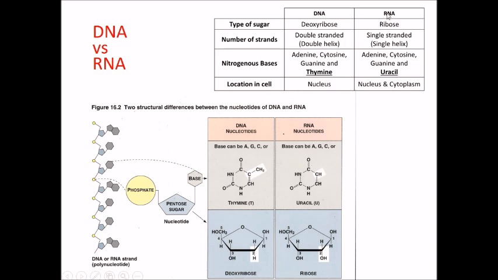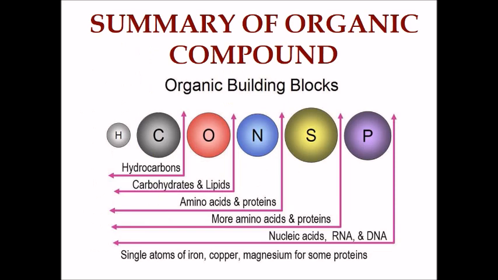And then DNA can only be found in the nucleus. Meanwhile, RNA is found in the nucleus only in some cases, but most of it can be found in the cytoplasm. Okay, so that's all for biological molecules.